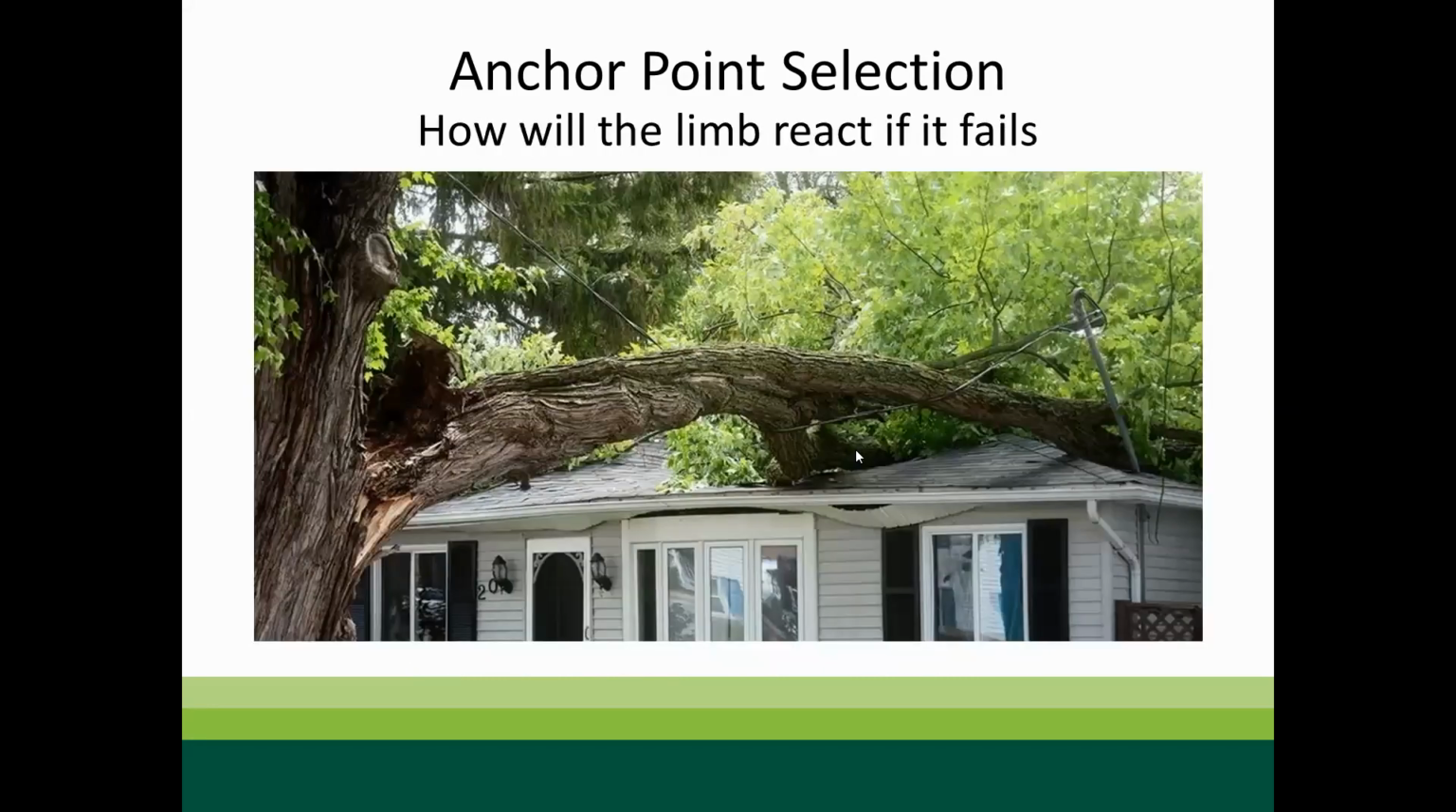All right, and then the final consideration for our anchor point or configuration is how the limb, if it fails, will move. Just like any rigging situation, we don't want to set up a configuration that pulls the failed limb into a structure or high value property or traffic. So doing a triangular configuration normally can stabilize that because you're stabilizing it between 2 points on opposite sides. So if it fails, it's not going to move left or right.